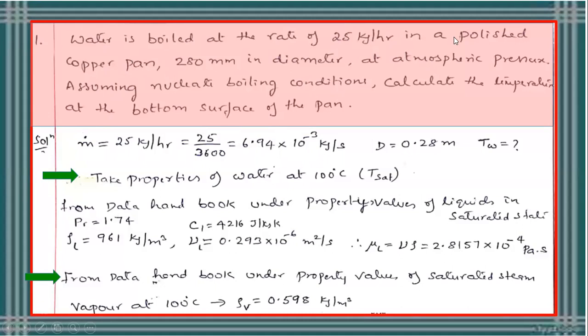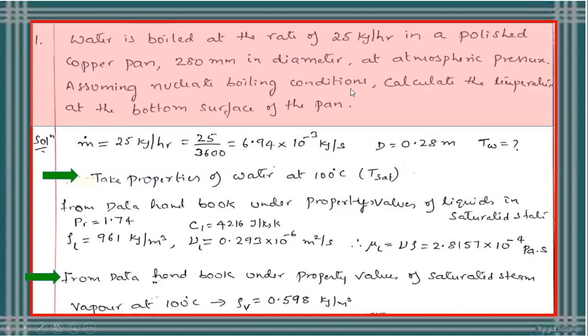This water is boiled in a copper pan. So make sure it is a copper pan. This copper pan is required to obtain the CSF value. So you need to remember the surface material. Then, what is the pan diameter? It is 280 mm. So consider the diameter of the pan as 280 mm, converted into meters, 0.28 meters, at atmospheric pressure.